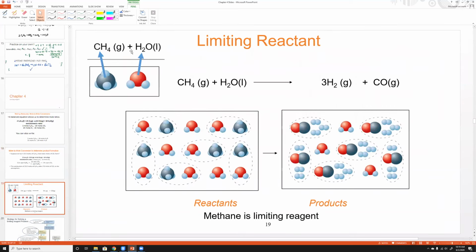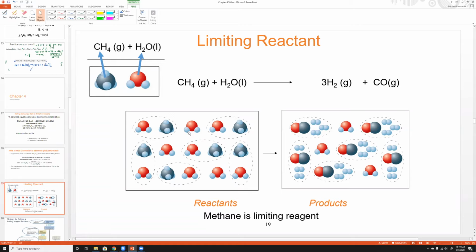And here's a good example of that, where you're reacting methane and water to create hydrogen gas and carbon monoxide. And you see that 1 molecule of CH4 reacts with 1 molecule of water to create 3 molecules of H2 and 1 molecule of CO. And you see that here you have pairs of 1 and 1. All the pairs will react. But there is an excess of H2O. That means that methane, the CH4, is the limiting reactant, because the limiting reactant reacts completely. It reacts and it dictates the extent of the reaction.